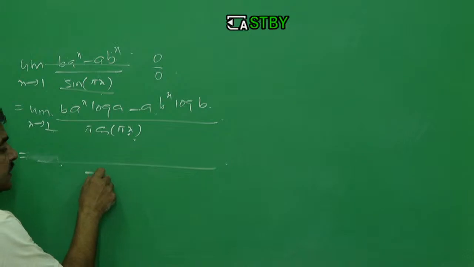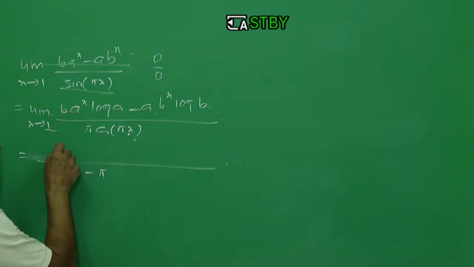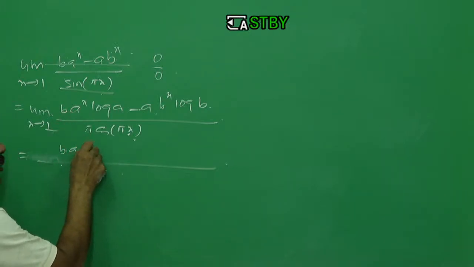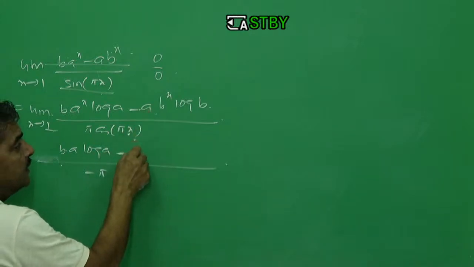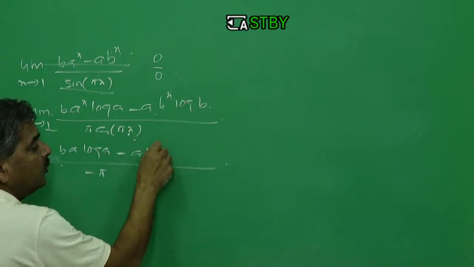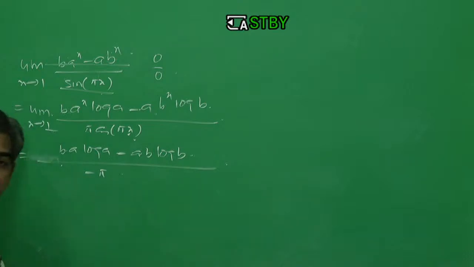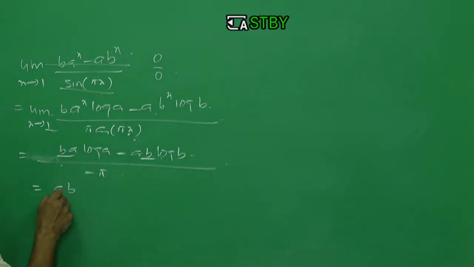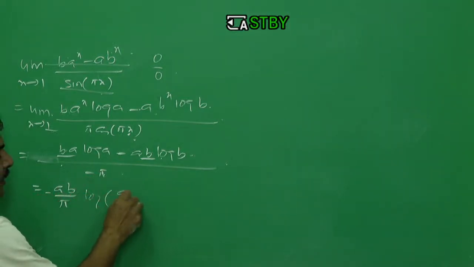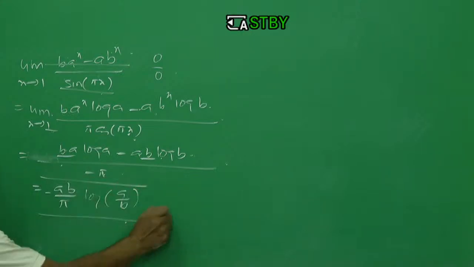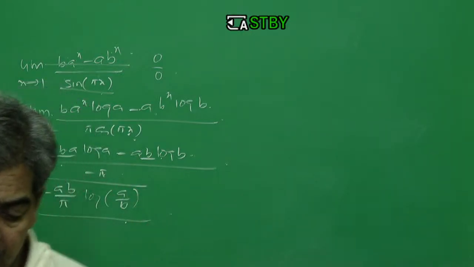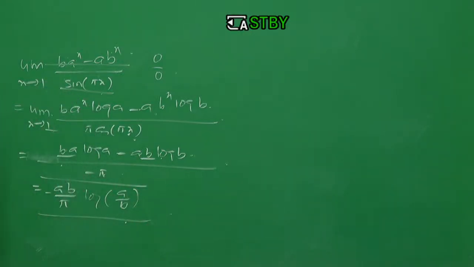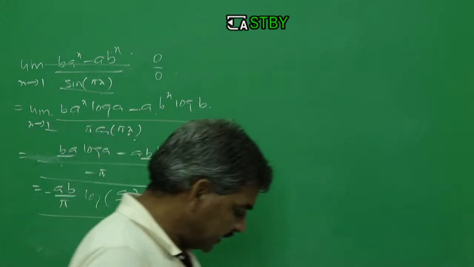Okay, so minus pi, numerator is b a log of a minus ab into log of b. It's correct. Now from both the terms I can take ab common, ab upon minus pi log of a upon b, and that's the answer. देख लो, it's correct. अगला क्वेश्चन, run on next question.